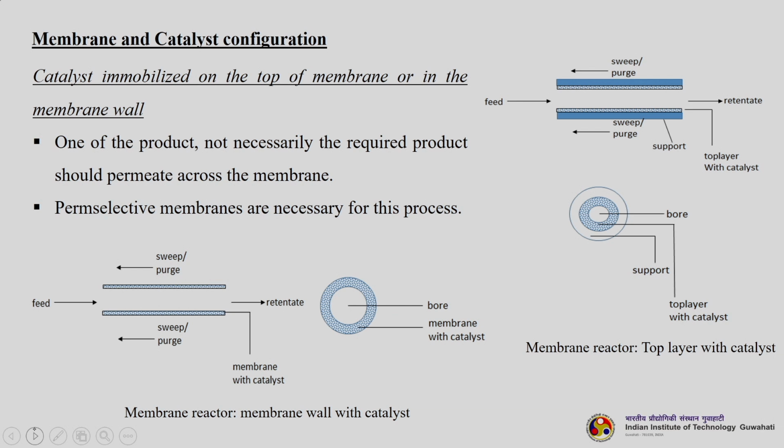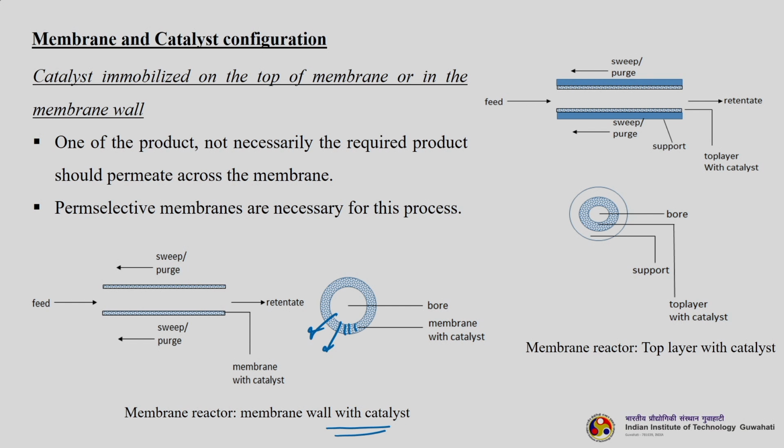Another thing is that the catalyst can be immobilized on top of the membrane or in the membrane wall. Here the membrane wall is immobilized with catalyst, so the bore is now completely empty. The membrane itself is impregnated with the catalyst. One of the products, not necessarily the required product, should permeate across the membrane. You decide that by virtue of the nature of the reaction, what type of reaction will happen. So, one will diffuse out something like this through the membrane.